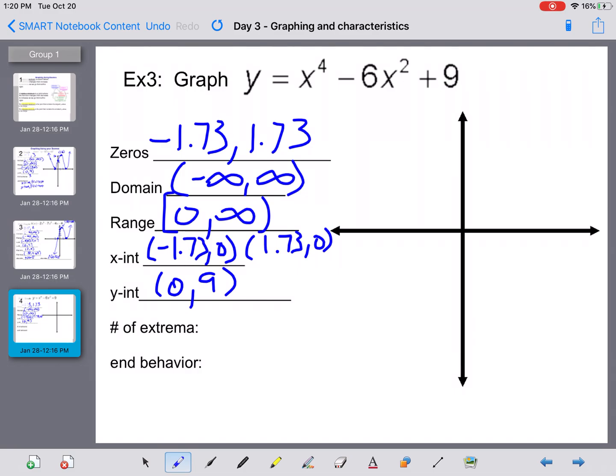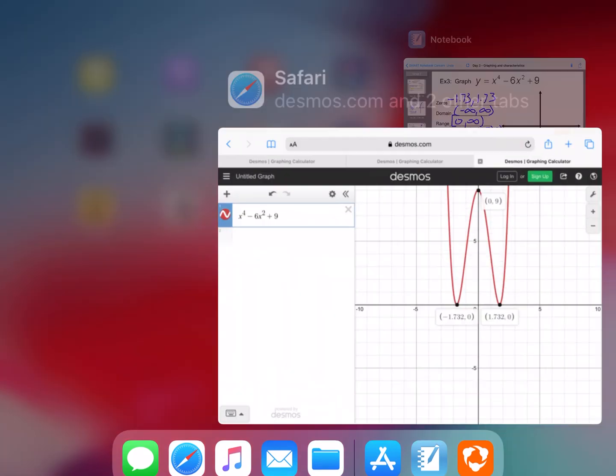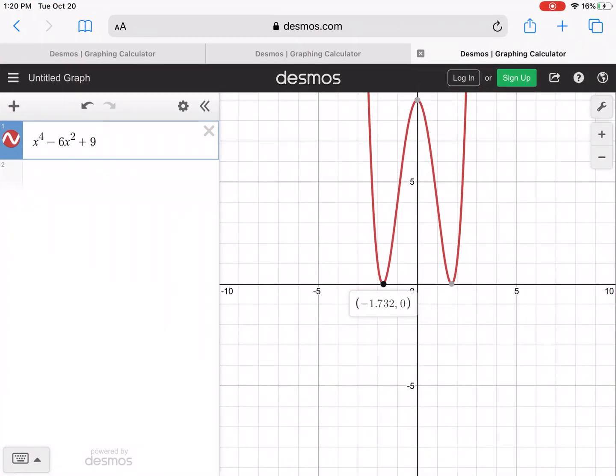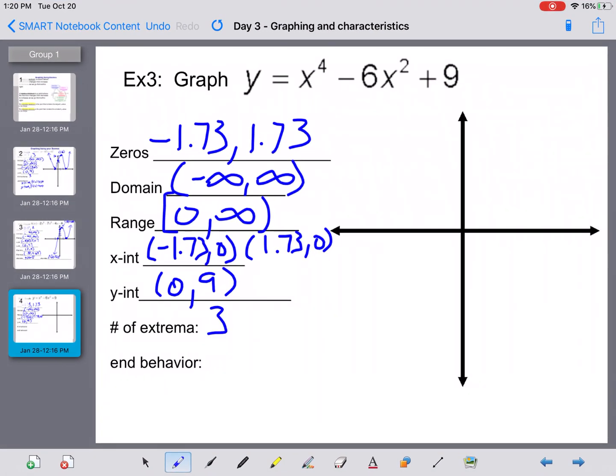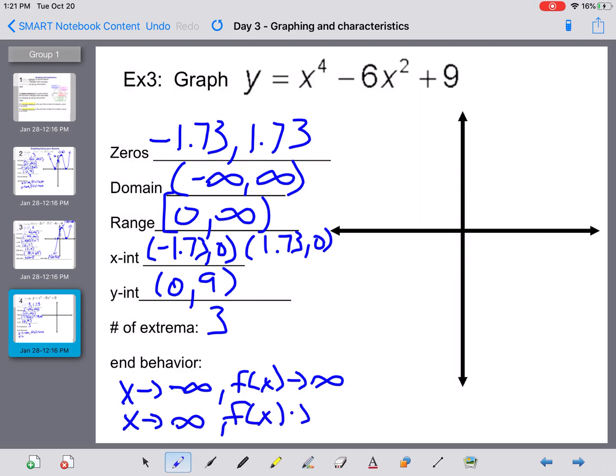So our number of extrema, if we go back to that, is we have those 3 points. So we have that, that, and that. Those are all relative mins and maxes or turning points. And so we would have 3 of those, which aligns with our rule saying that we could have at most 3 in a quartic polynomial. And then our end behavior, they're both going up. As we go to the left, we're going up. As we go to the right, we are going up as well.